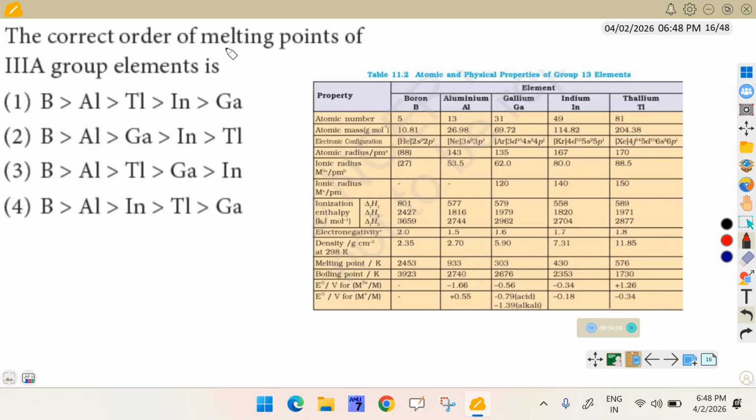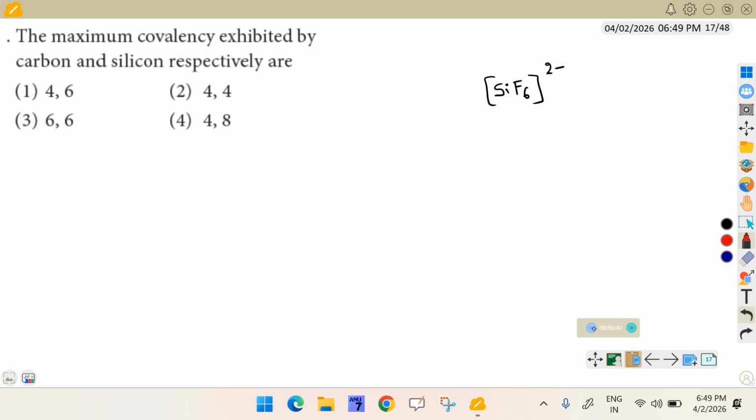The correct order of melting points of 3A group elements. Melting point order: boron highest. Boron, then aluminium, aluminium after thallium, thallium after indium, indium after gallium. Boron, aluminium, thallium, indium, gallium. The maximum covalency exhibited by carbon, we know that carbon covalency is equal to 4. And silicon maximum covalency is 6. 4, 6.